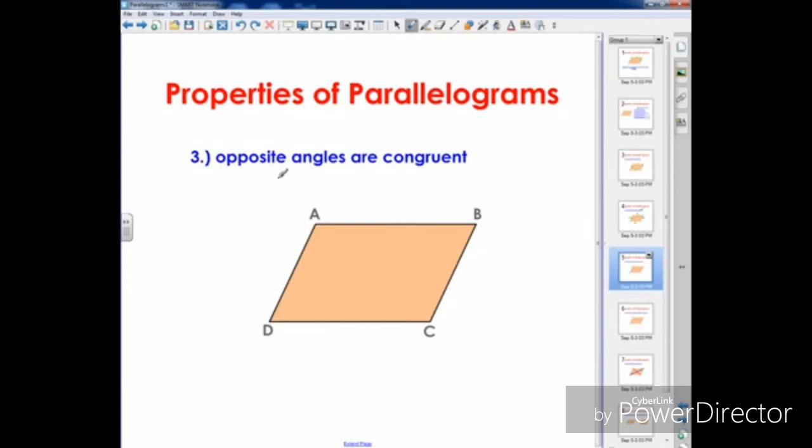So let's proceed to property number 3. Opposite angles are congruent. So angle A and angle C, and angle D and angle B. For example, if angle A is 120 degrees, angle C should also be 120 degrees. And if angle D is equal to 60 degrees, angle B should be 60 degrees. So opposite angles are congruent.